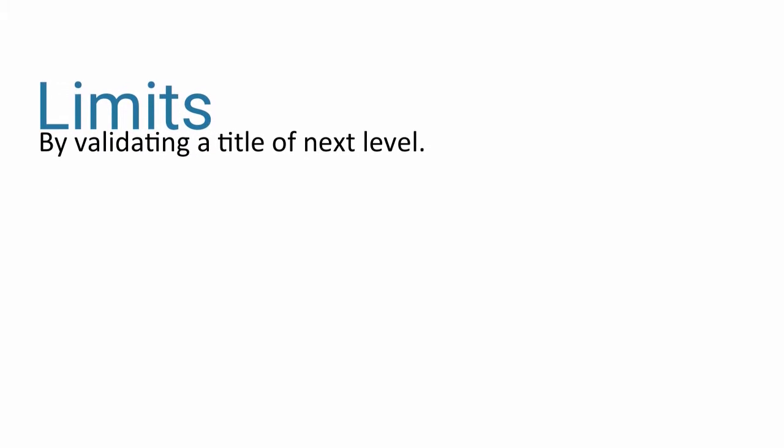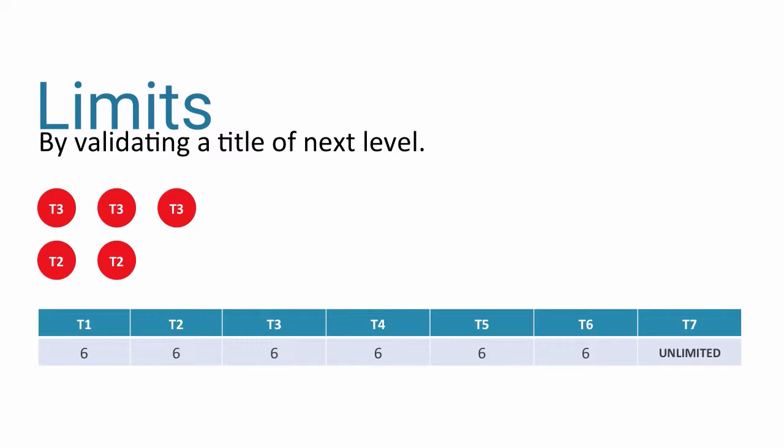Each time you have no limits for validation of your title, you can always get the limits by validating a title of a higher level. Each validation of a higher level title gives you 2 limits for your lower level. Take a look at the picture. Initially, we have 6 limits for T1, T2, and T3.